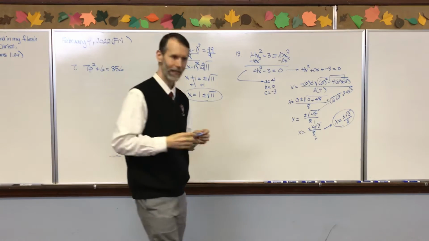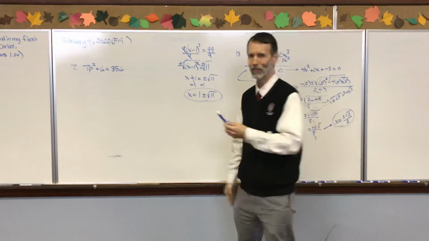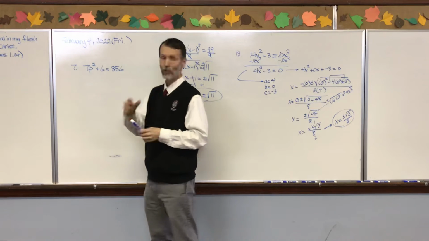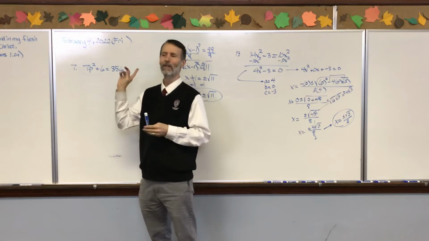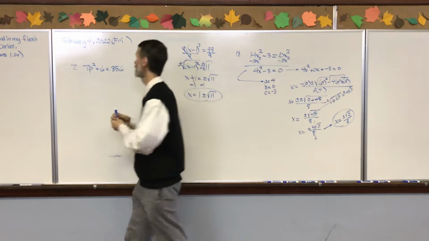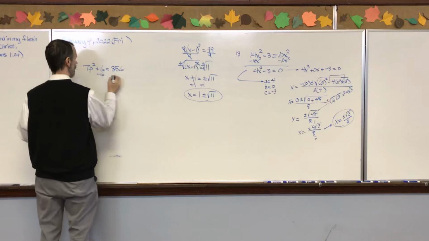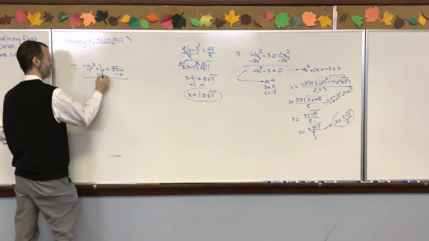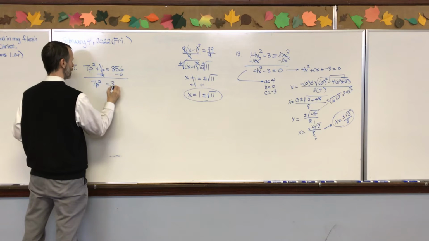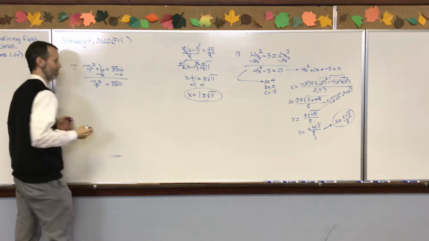So you tell me, actually Brendan, talk me through it. What do you do first? Minus 6. So you can do it faster than normal. So minus 6 on both sides. What do you have so far? 7p squared equals 350. Right. Now what? Divide by 7.